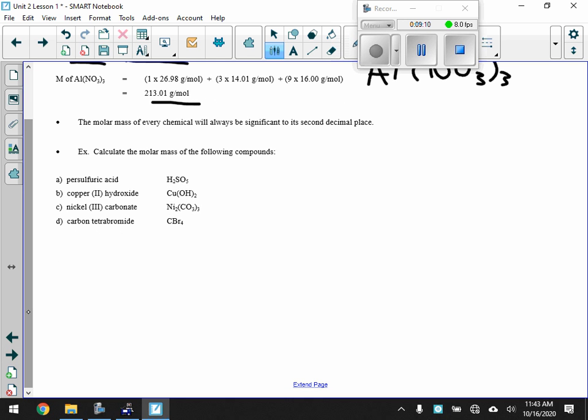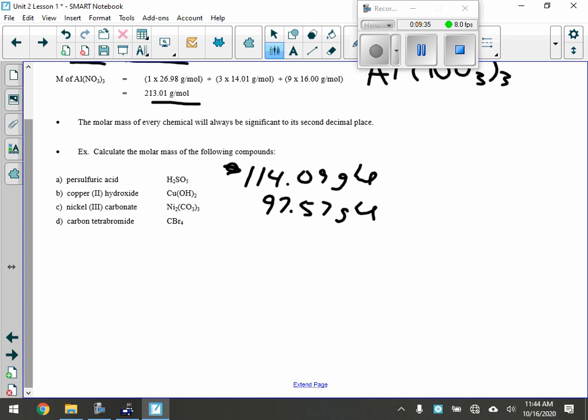Let's go ahead and do these 4 here. I don't know if we got that far last day. We told you the answers too. I think it was what? Help me out here. 1.09. Thank you. And then copper 2 hydroxide is 97.57. Nickel 3 carbonate is, help me out with that one. 297.41. And that's 331.61? Yes, grams per mole. Good. So we did those last Wednesday, or 2 days ago, I guess I should say.